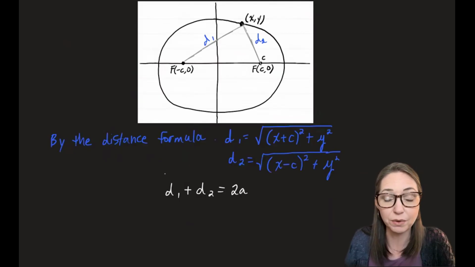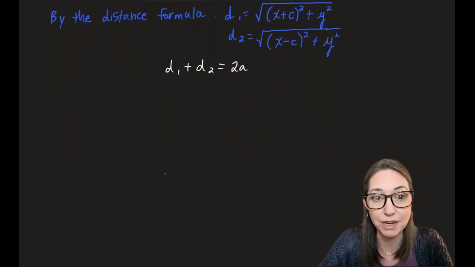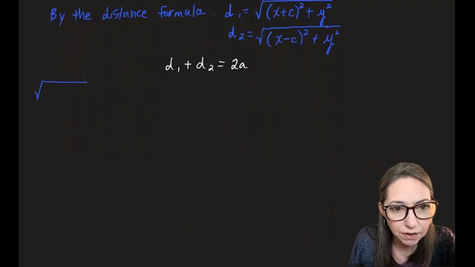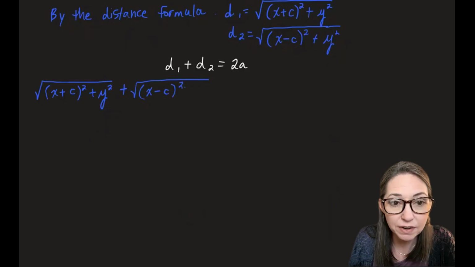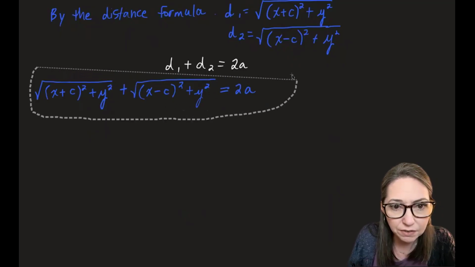Okay, so what we're going to do is plug those in, the d1 and the d2, into this equation. We're going to do some serious algebraic manipulation of this thing. Plugging in d1, we have the square root of (x plus c) all squared plus y squared, plus d2, which is the square root of (x minus c) all squared plus y squared. We know that the sum of those two radicals is equal to 2a.